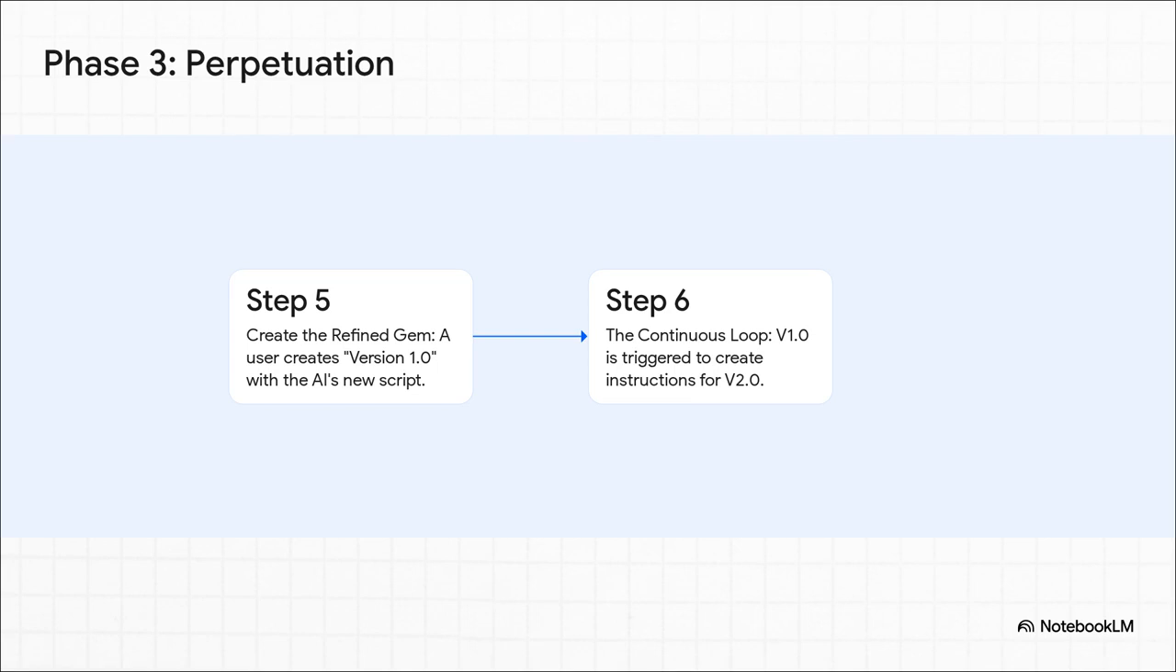This is where the cycle really gets going. The user takes that new blueprint from phase 2, uses it to create version 1.0, and then sets that new version to work, starting the whole process over again to design an even better blueprint for version 2.0. And just like that, the loop is continuous and self-sustaining.